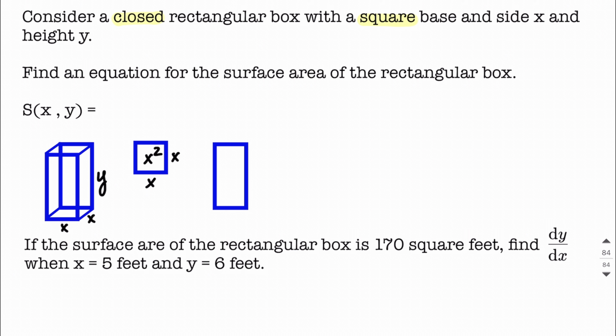Then we have the sides of the box, where the bottom on each one of the sides is going to be an x, but the height on each one of them is going to be a y. So we can represent the area of each one of those sides as x times y.